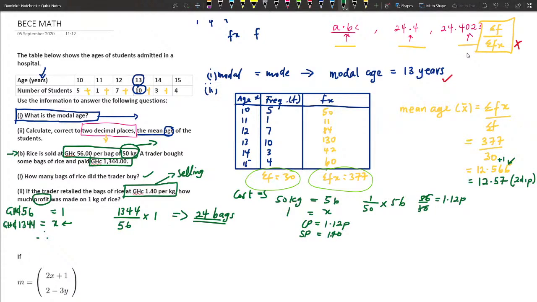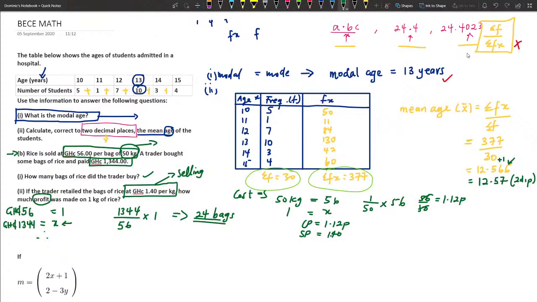Okay, so let me go over the whole thing again. Now let's analyze this well. I go and buy 50 kilos of rice for 56 cedis, and then I come and sell 1 kilo for 1 cedi 40 pesos. So that's my selling price. Now I want to know the profit I made. In order to know the profit, I'd have to know the cost price of 1 kilo when I bought it for 56 cedis for 50 kilos. And that's the calculation we've done. So the cost price for 1 kilo is 1 cedi 12 pesos, and we sold it at 1 cedi 40 pesos.